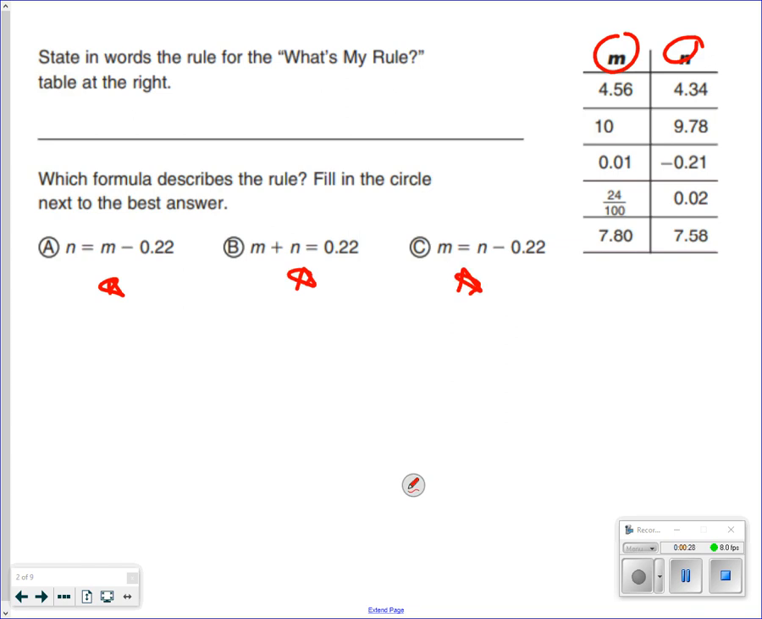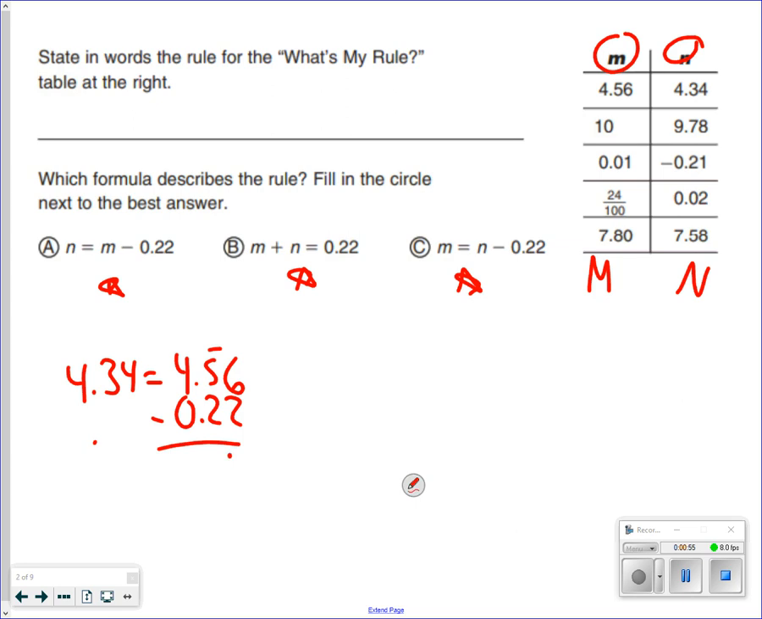Well, let's take a look at this first one. It says n equals m minus 0.22. Well, our n's are over here, our m's are here. So if we have an n, so we have 4.34 equals 4.56 minus 0.22. If I subtract these and I get 4.34, we're on the right track. 6 minus 2 is 4, 5 minus 2 is 3, 4 minus 0 is 4. 4.34. It works for this one.